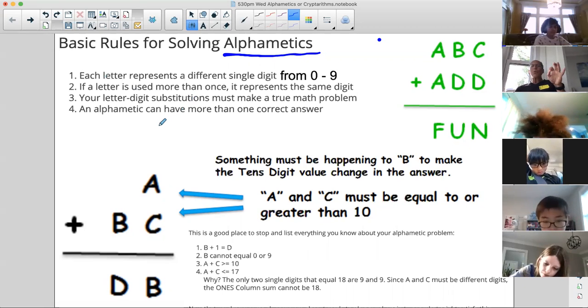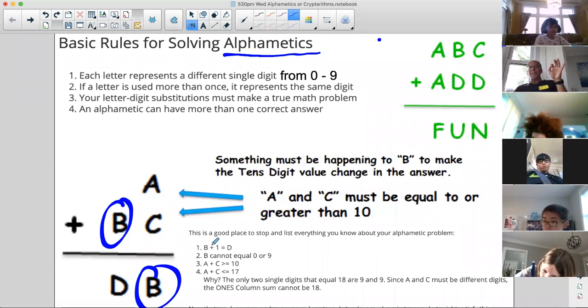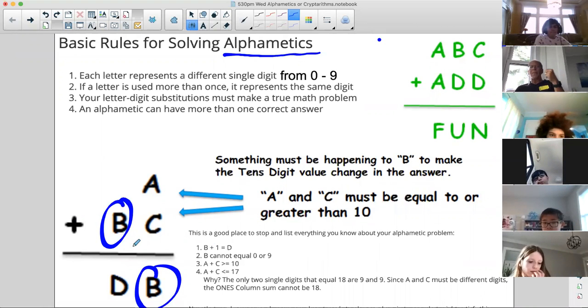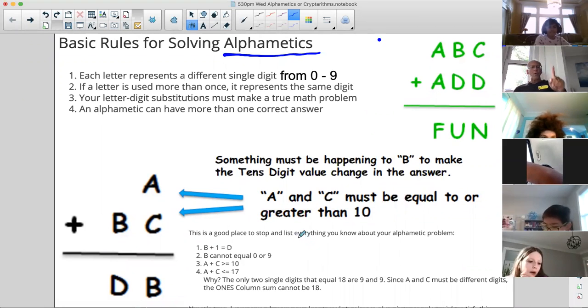If a letter is used more than once, like, do you guys see how B is used twice in this problem? Both of those digits must be the same. It also must be a true math problem. And an alphametic or cryptarithm may have multiple solutions, although there are some really cool ones that only have one solution.